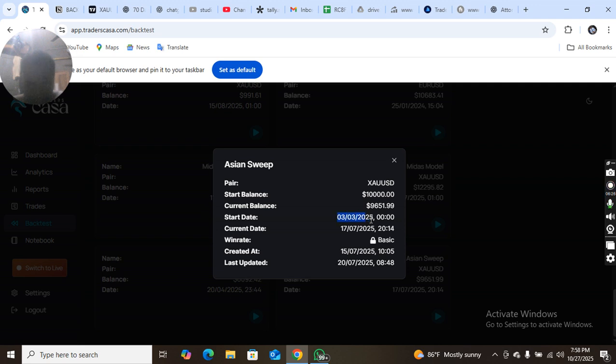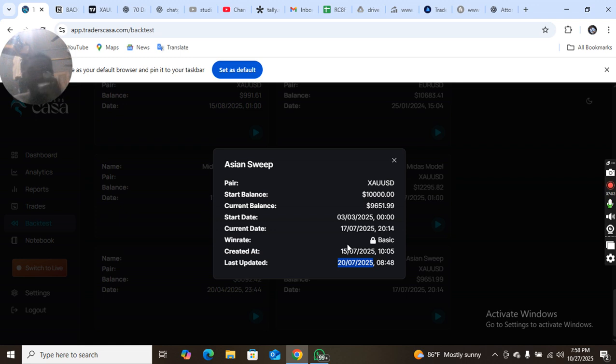So the start date, the date I started the backtesting period from, is the 3rd of March. The current date, meaning the date I ran the test to, is the 17th of July. And the last time I actually updated it is the 20th of July.